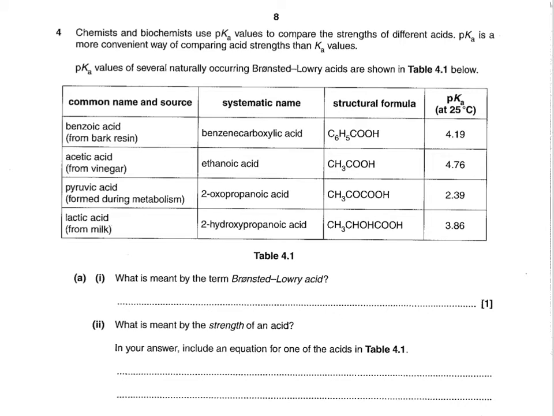But it actually takes you through some quite useful ideas, so it's a useful exercise to try and work your way through it. So obviously it gives you some pKa values for a range of acids naturally found, because it tells you what they're found in: bark resin, vinegar, formed inside the body during metabolism, and obviously lactic acid from milk. So it starts you off with a very, very easy definition, what is meant by the term Bronsted-Lowry acid.